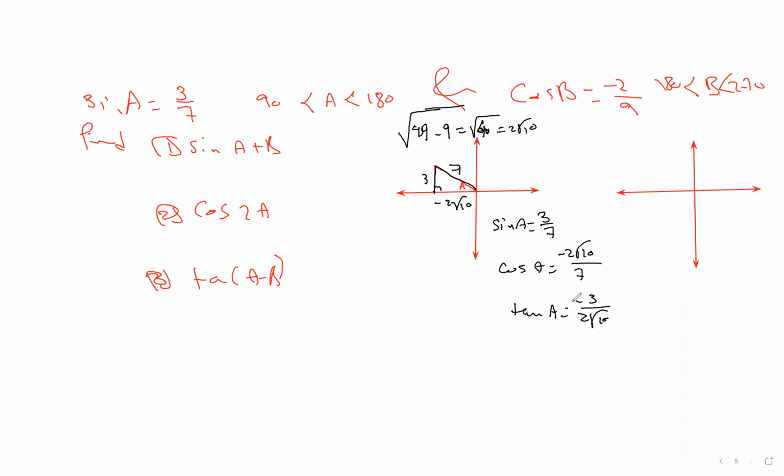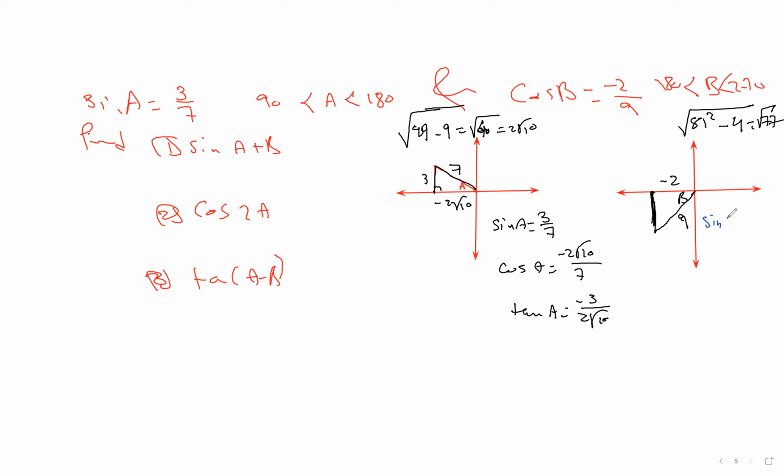The second one, the angle B is in the third quadrant, so the triangle is like this one. Okay, this is the third quadrant. This is B, and the cosine is negative 2 over 9. Then we can find the third side by using the Pythagorean theorem, which is the square root of 81 minus 4, which is root of 77. And you can find the sine and the cosine and tan of angle B.